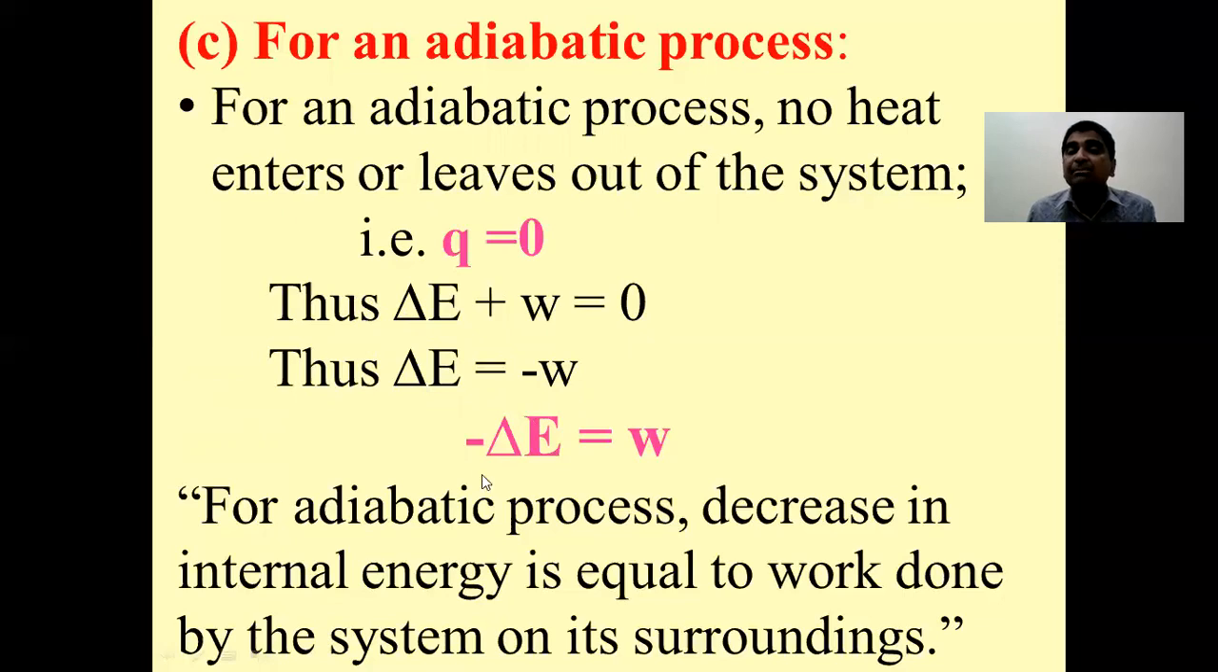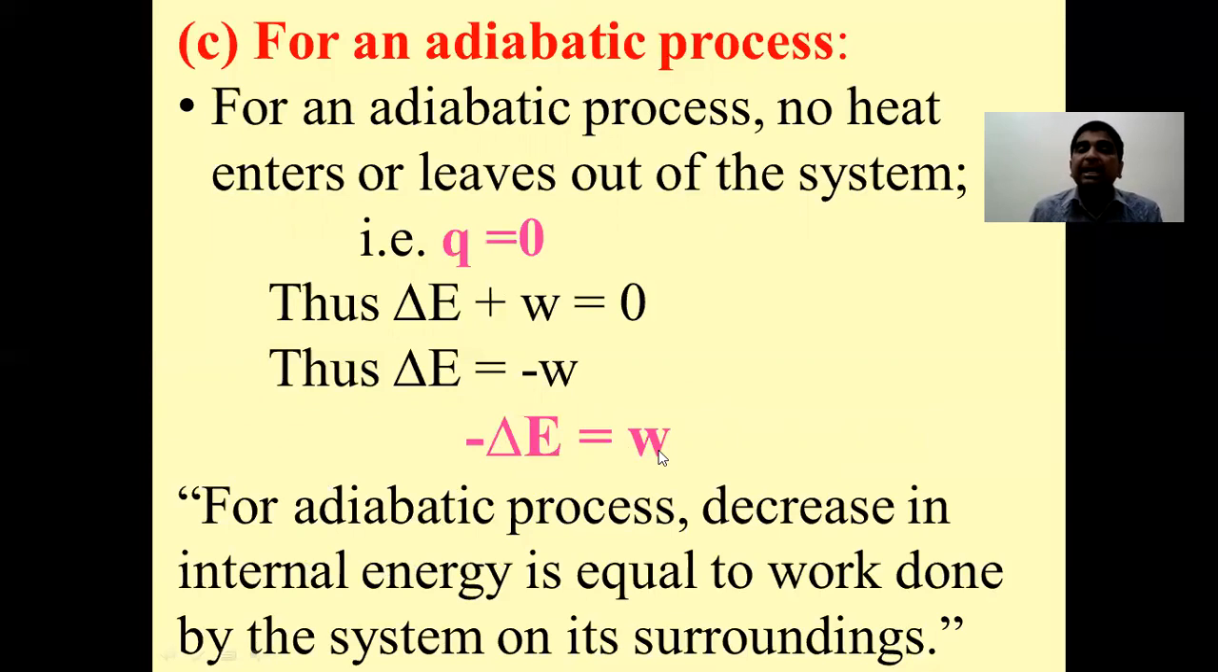And what does it mean? Delta E is equal to minus W, or minus W is equal to delta E. If we bring this minus sign to the other side, this W will be positive and this delta E will be negative. So for adiabatic process, what is the conclusion of this mathematical statement? Minus sign means decrease or loss, and plus sign means gain of energy. So for adiabatic process, decrease in internal energy is equal to the work done by the system on its surrounding.